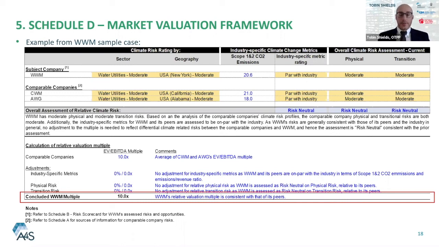The last section at the bottom of this schedule shows the calculation of the relative valuation multiple, allowing for adjustments for industry-specific metrics and exposure to physical or transition risks, as well as comments and rationale, if applicable, and the overall impact to the valuation multiple.